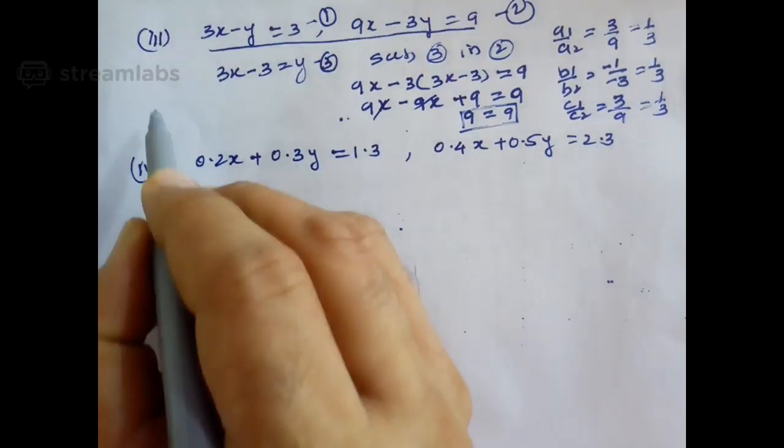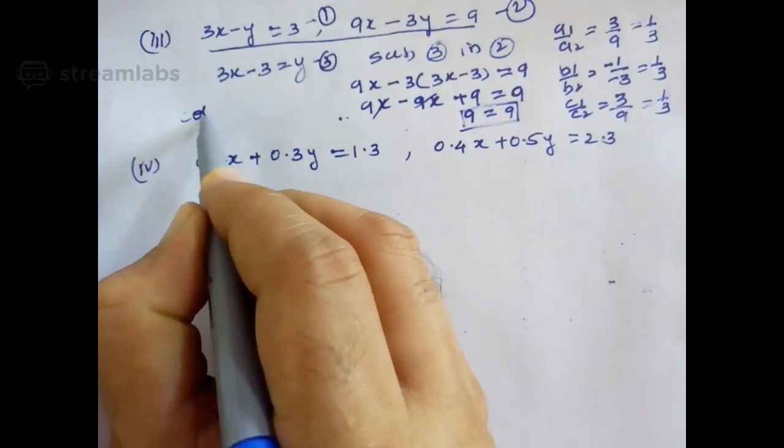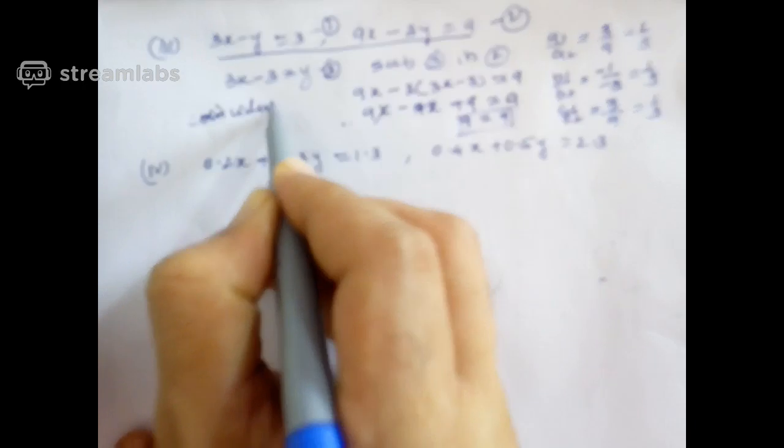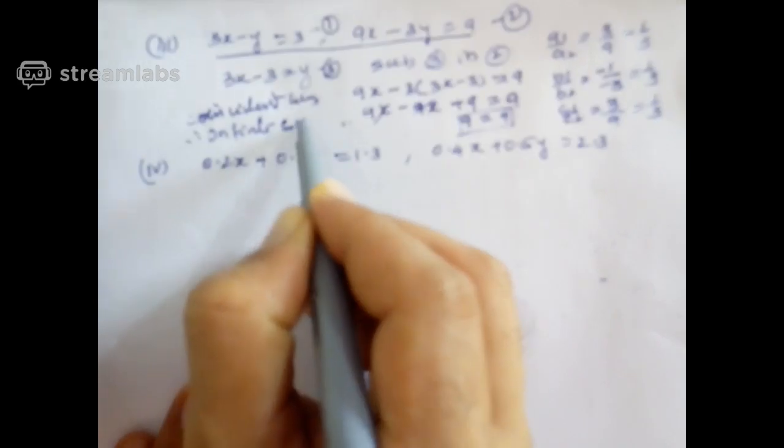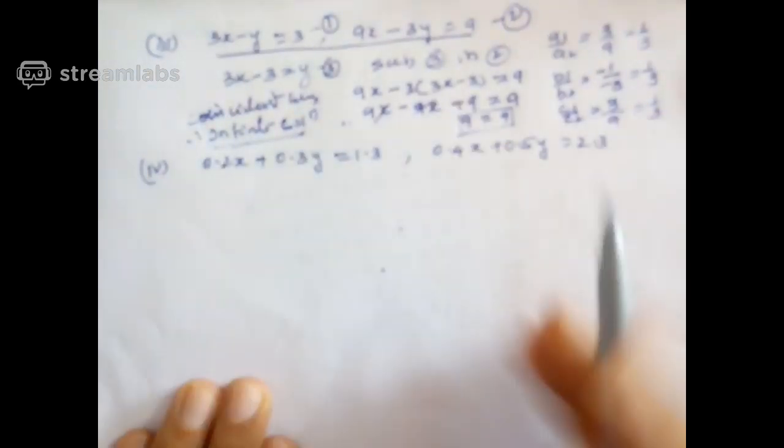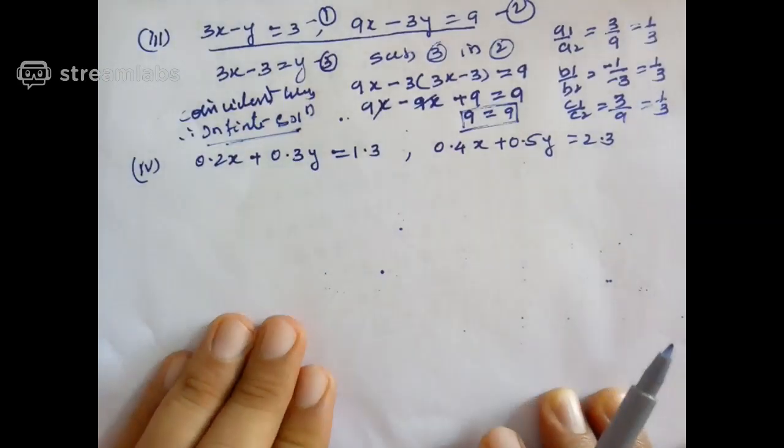Right. Therefore, coincident lines have infinite solutions. It has infinite solutions.